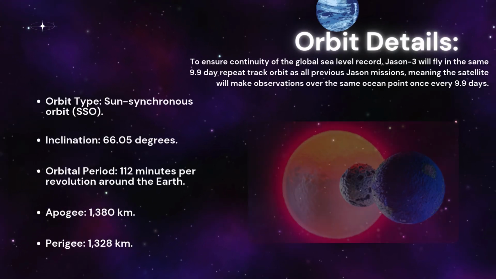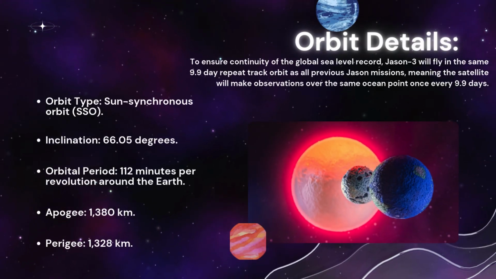For its orbit details, to ensure continuity of the global sea level record, Jason 3 will fly in the same 9.9-day repeat track orbit as all previous Jason missions, meaning the satellite will make observations over the same ocean point once every 9.9 days. So for the orbit type, it's a Sun synchronous orbit or SSO. Inclination is 66.05 degrees. Orbital period is 112 minutes per revolution around the Earth. Apogee is 1,380 kilometers and perigee is 1,328 kilometers.